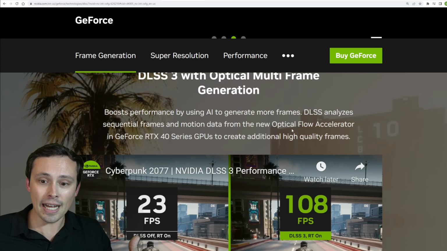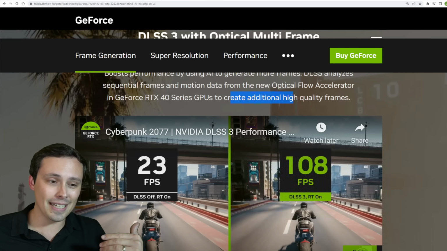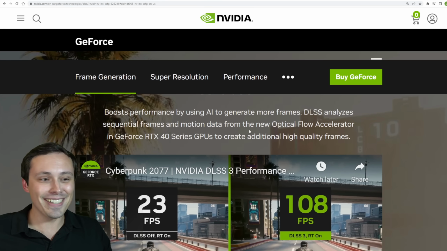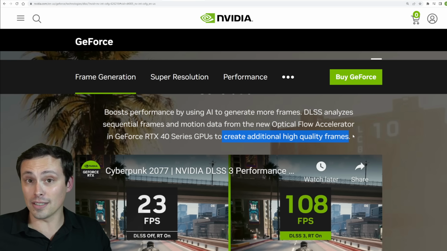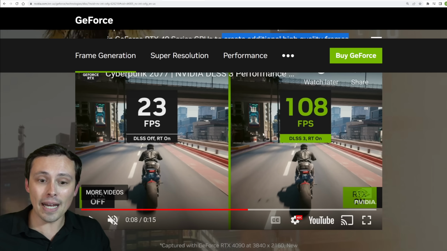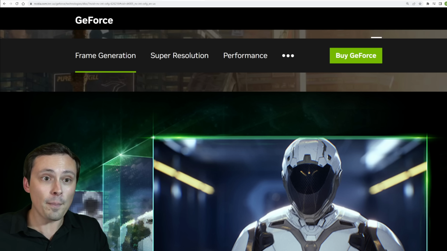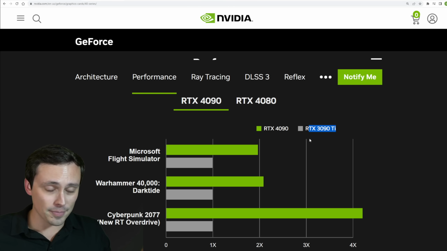So anyway, I'm interested to see what we see from AMD, but realistically, I don't think they could possibly have something like an AI processor or an FSR 3.0 that creates additional high quality frames. Again, this only matters if it actually works well in practice. But back to the performance claims.